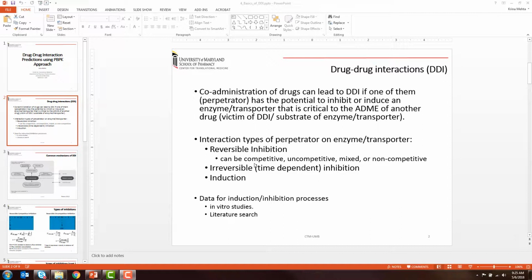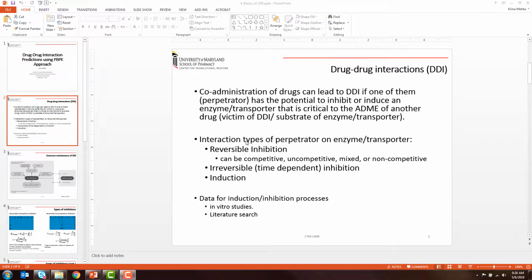So how do we usually model it? For the substrate drug model, we need to define the drug metabolism or transporter processes specific to the enzyme or transporter in question. And for the perpetrator drug, we need to define that inhibition or induction process. Then these two drugs can be co-administered in a PBPK type of model, and we can evaluate the pharmacokinetic changes in the substrate.